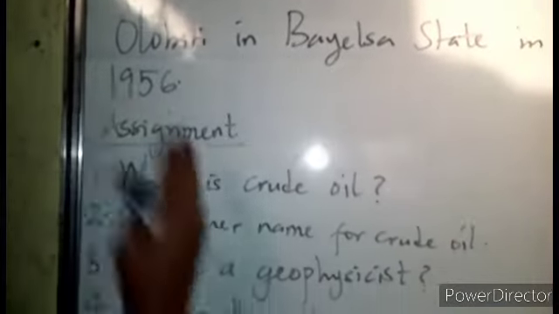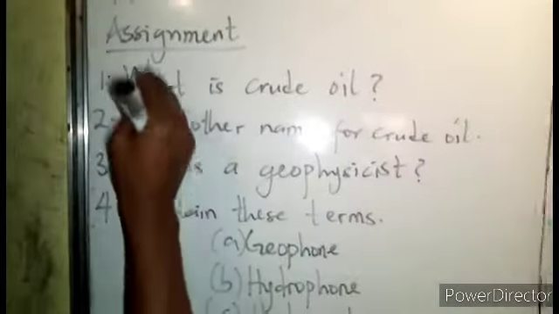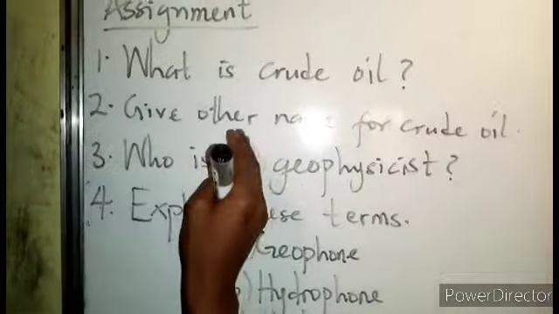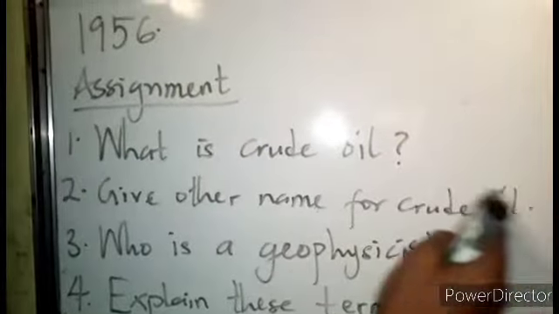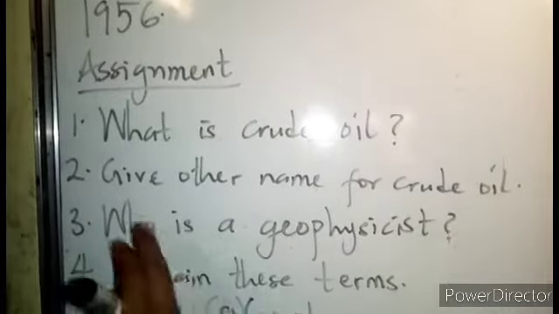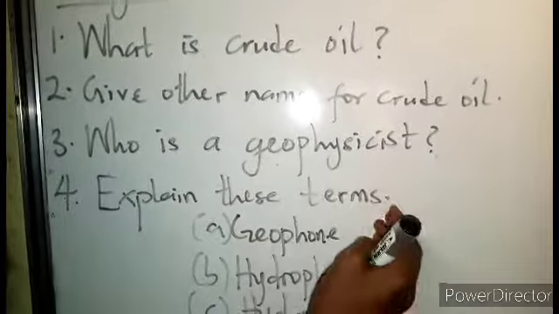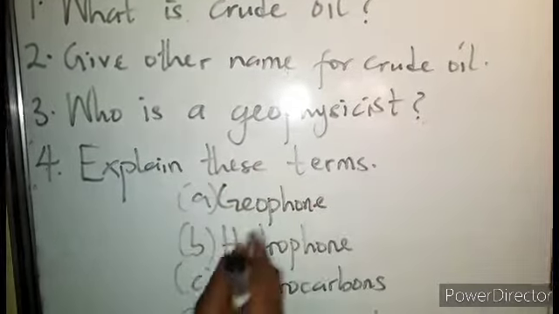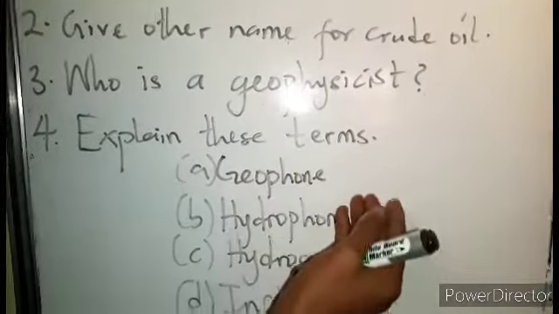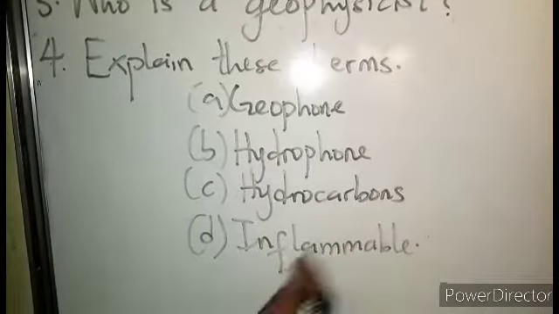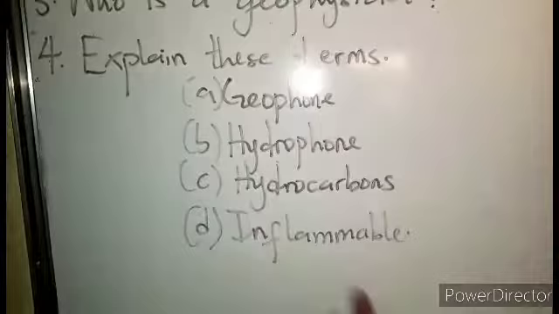Take note, please. Our assignment for today, the first question says, what is crude oil? Very simple. It's in the note. Give another name for crude oil. We also call it another name. Check the note. Who is a geophysicist? It is defined there. Explain these terms. Explain the meaning of geophone. You can make use of your dictionary for that. Hydrophone, hydrocarbons, inflammable. Write out the meaning of these words.